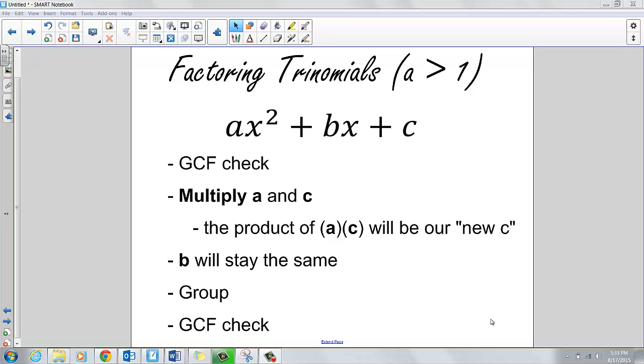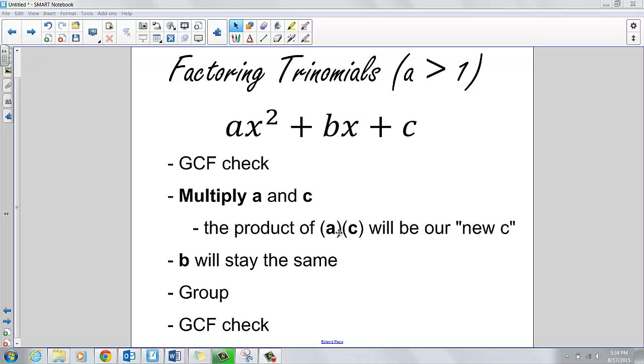So this first page, we've got our parent function that we always go off of, ax squared plus bx plus c. And I've got a few steps for us that we'll keep on the side of the page, just for us to review real quick. We've got a GCF check. That is always our first order of business. And the second one is multiply our a and c. You will see how that kind of plays in as we do an example.